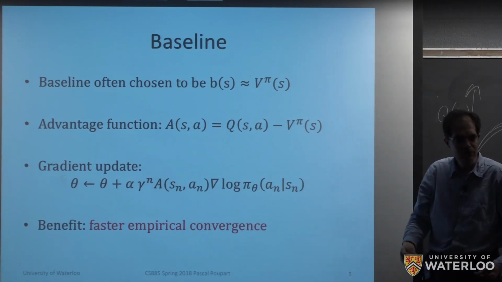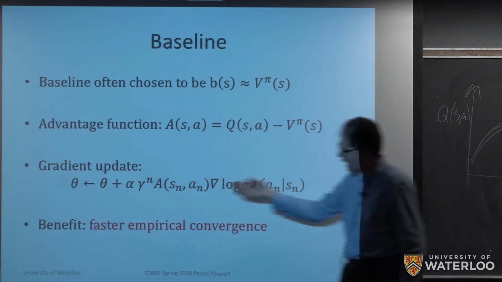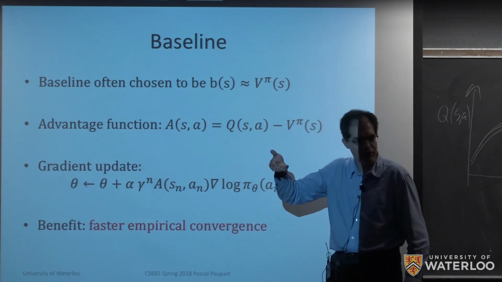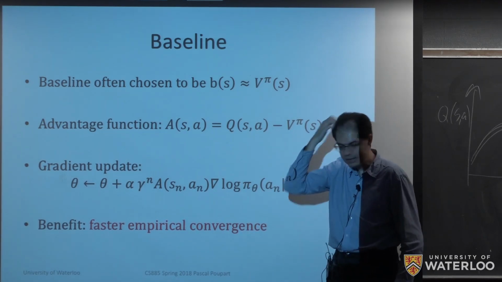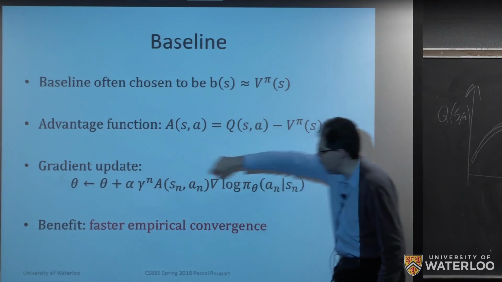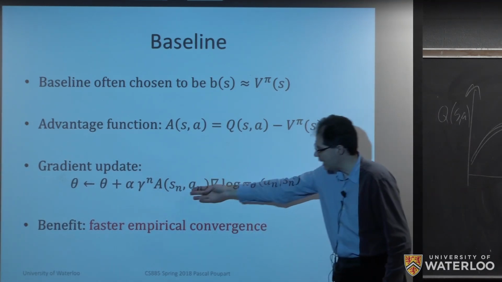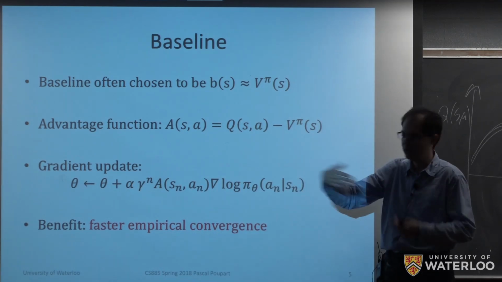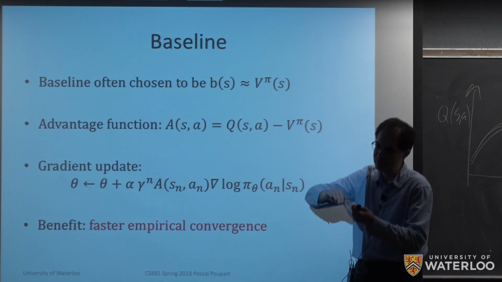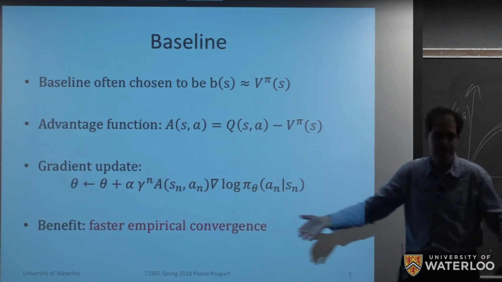And whenever I do this, what it's effectively doing is that the actions that are bad are going to have an advantage function that is negative, and it means that the probability according to this update should decrease, right? And the actions that are good are going to have an advantage function that is positive, and their probability should increase, which is exactly what you would expect.